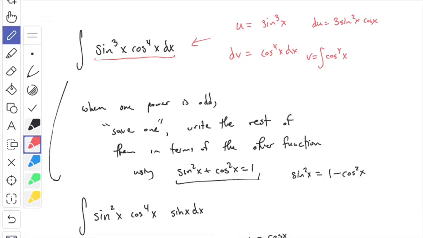I mean, you could try to do something weirder than that. You could pick the u to be just one of the sines, and then the dv to be sine squared x cosine to the 4x, but that also, you're going to have a hard time integrating. So, yeah. Great.